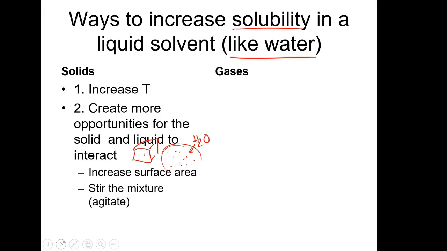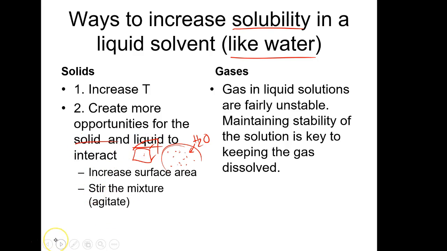And then you can stir the mixture. That's another good thing you can do. If you stir it up, you're going to have them collide with each other more often and they're more likely to interact and dissolve. For a gas, though, gases are the exact opposite of solids when it comes to making them dissolve.